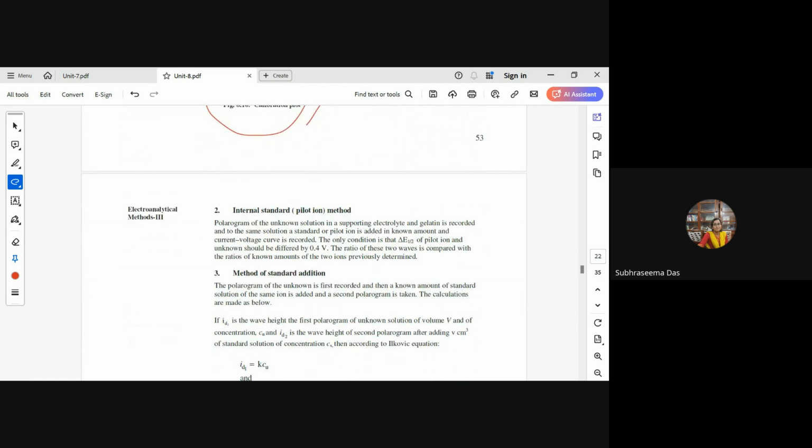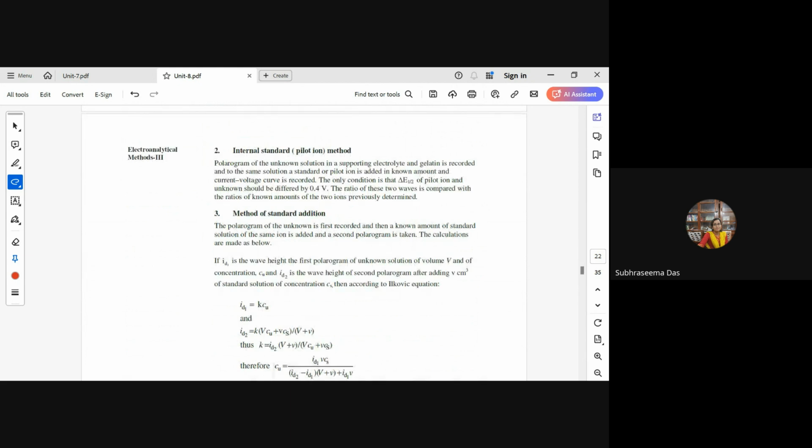The internal standard method. Here the polarogram of the unknown solution is taken in a supporting electrolyte with gelatin as the surface active agent, and the polarogram is recorded after a pilot ion is added to the same solution. The only condition here is that the E half of the pilot ion and the unknown ion should differ by 0.4 volt. The ratio of these two waves is compared with the ratio of known amounts of the two ions which has been previously determined.